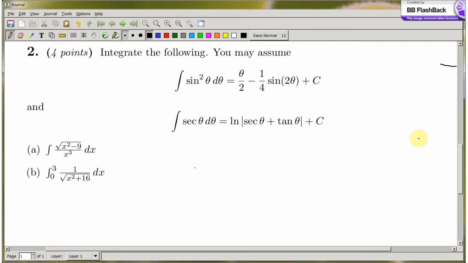Okay, so this second question on the quiz has to do with trig integration. And here are the problems, as you can see, A and B. So let's just get started on the first one.